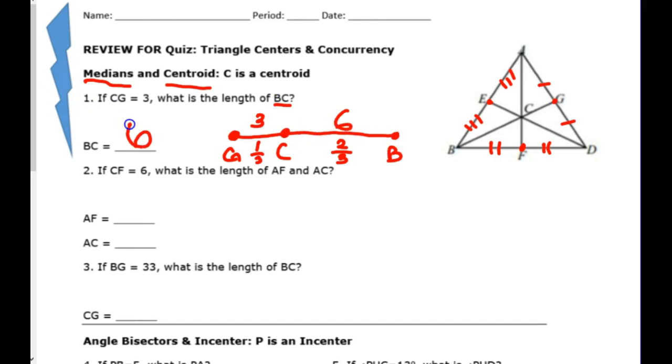All right, so remember, if you've got the small part, all you got to do is double it to get the big part, add them together if you need to. If you know the big part, you have to divide it by 2 to get the small part, add them together if you need to. Let's see the next one, number 2.